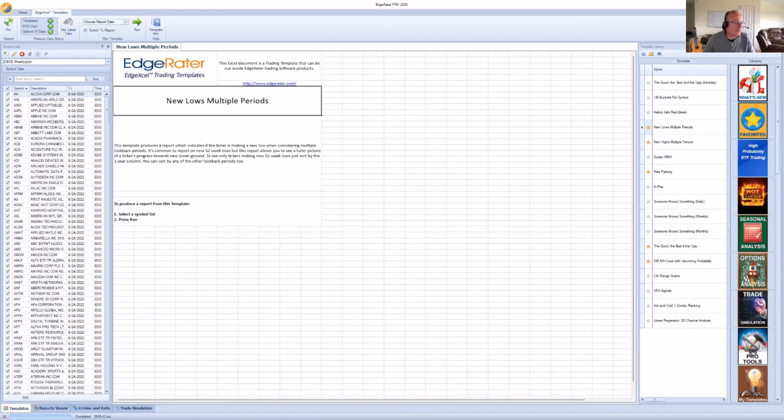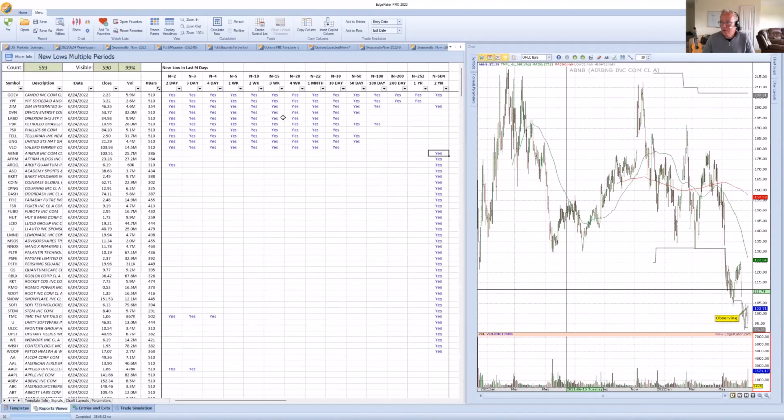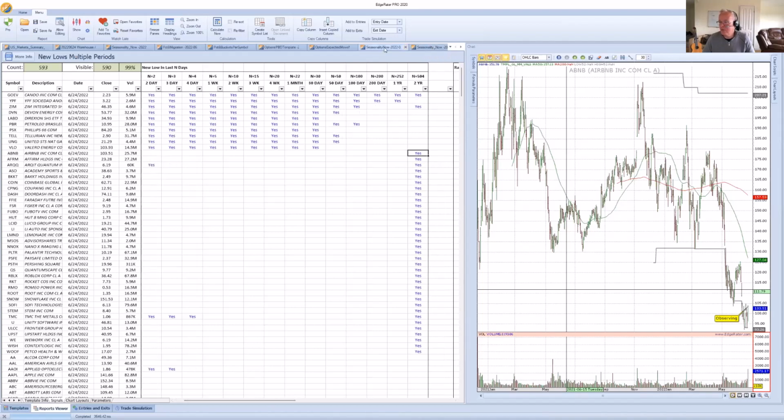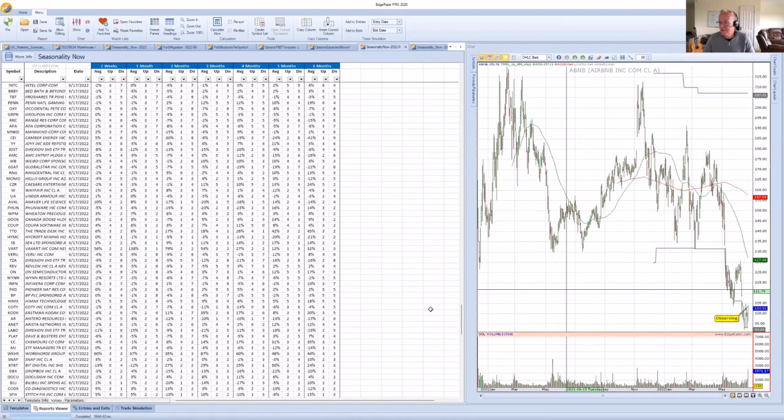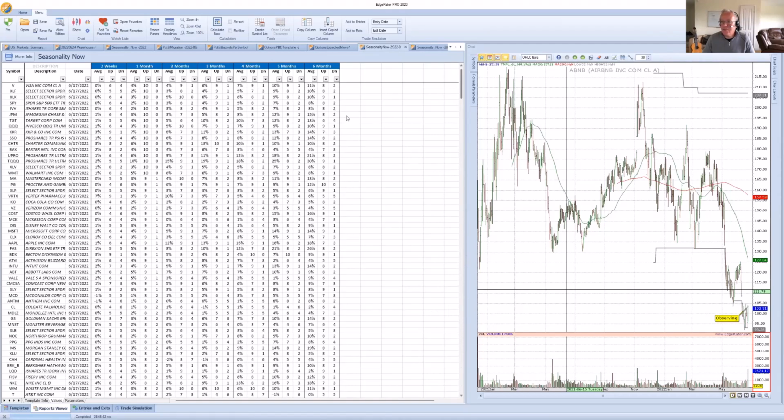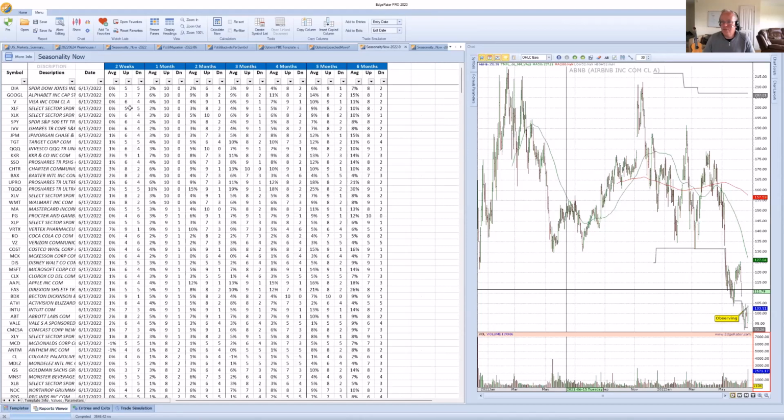All right, that's a little aside there. Another thing that's very powerful and simple in the way that it's presented is the seasonality templates. Here is seasonality now run on 6/17. So this was last Friday when the market was in bad shape and everything was down. So not yesterday, the Friday before.